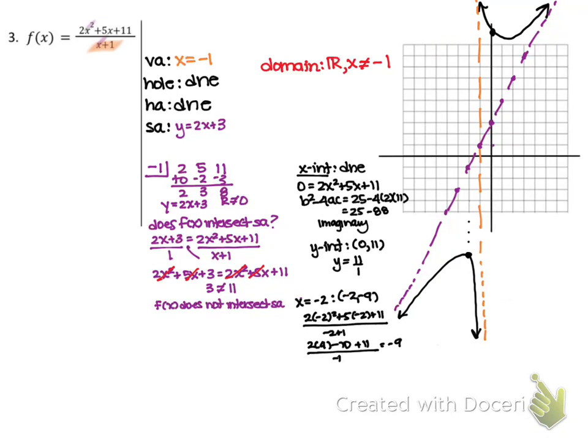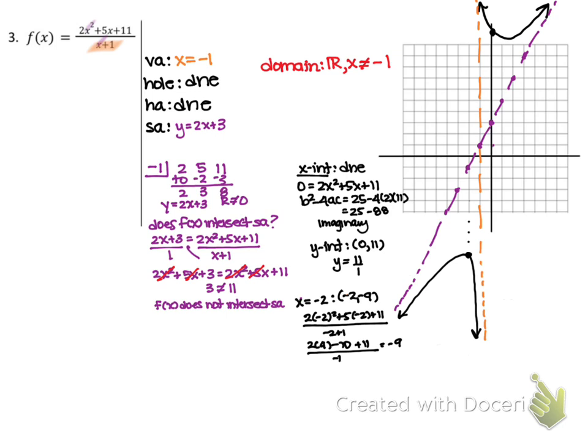Okay, check your answers. The top was not factorable, so there were no holes. Vertical asymptote is x equals -1. Horizontal asymptote does not exist because the degree of the top was bigger than the degree of the bottom, so the top of the fraction is blowing up. It's growing way faster than the bottom does, and the bottom can't catch it, so this thing's blowing up to infinity.